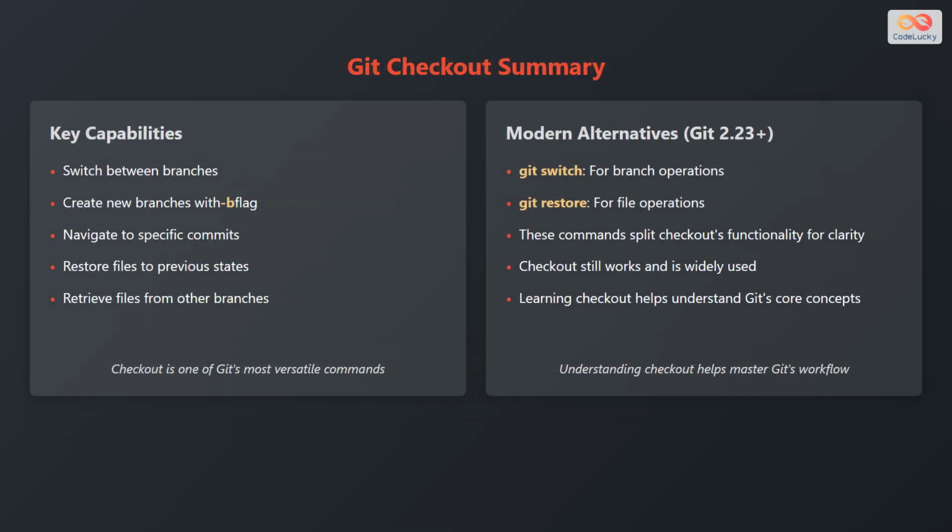Let's summarize the key capabilities of Git Checkout. You can switch between branches, create new branches using the -b flag, navigate to specific commits, restore files to their previous states, and retrieve files from other branches. Git Checkout is one of Git's most versatile commands. Starting from Git version 2.23, there are modern alternatives such as git switch for branch operations and git restore for file operations. These commands split checkout's functionality for clarity. However, checkout still works and is widely used. Learning checkout helps you understand Git's core concepts, and mastering checkout helps master Git's workflow.